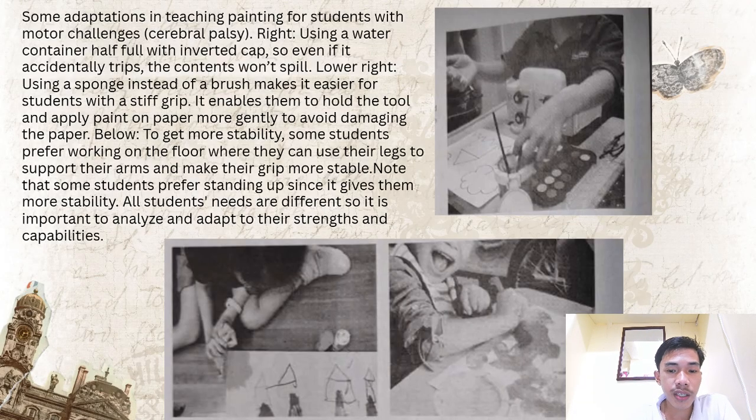So for example, using a half-filled water container with an inverted lip helps prevent spills. So instead of paintbrush, students can use a sponge because it is easier to hold and control. So some learners are more comfortable working on the floor because it provides better support and stability. So while others perform better standing up. So this reminds us that every child has different strengths and needs. As teacher, we should observe our students to choose the strategies that help them learn best.